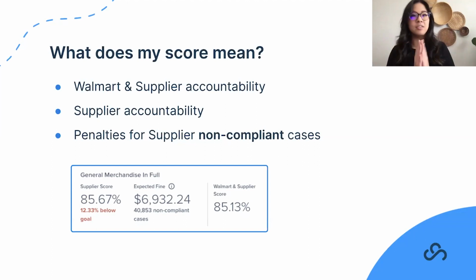So all it's looking at is how many cases were on time and in full divided by how many cases were ordered, and that is your OTIF score. However, the only part that many suppliers really care about is the supplier accountability part, because when Walmart is assessing OTIF fines, they're only going to be penalizing you for anything that falls under your accountability. So high level, your score is Walmart and supplier meshed together, but you need to break that out into Walmart's accountability and the supplier accountability, because again, Walmart is only going to fine you on anything that falls under your accountability.